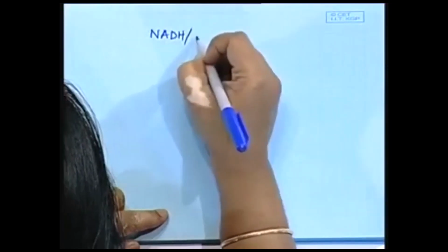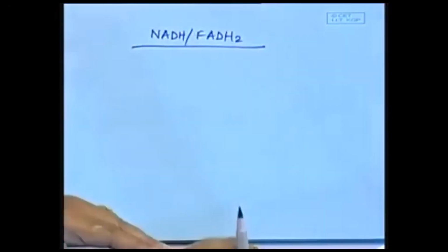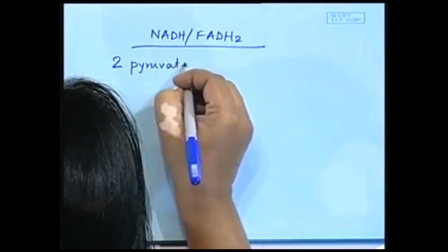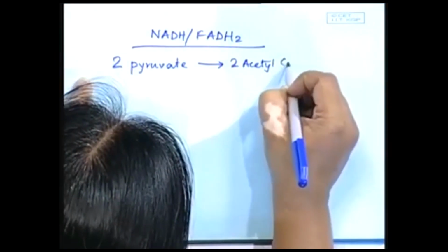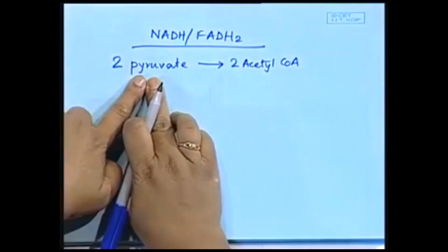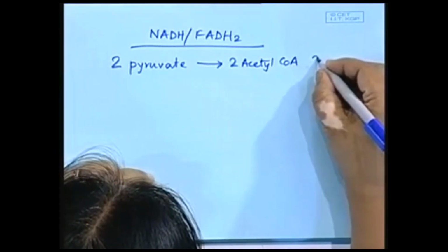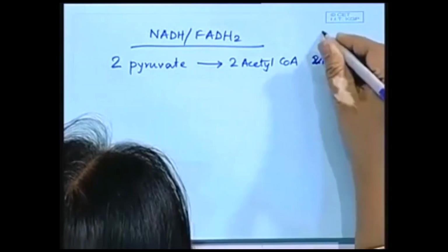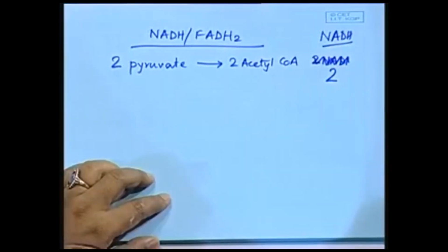So NADH and FADH2. Before we enter the Krebs cycle, we have the 2 pyruvate going to 2 acetyl CoA, because remember 2 pyruvate comes from the glucose. So how many NADH does that mean? 2 NADH. So let's write NADH here, because all are NADH except one. So we have 2, right?